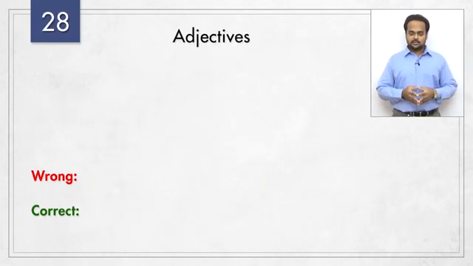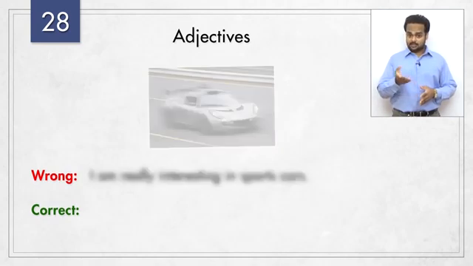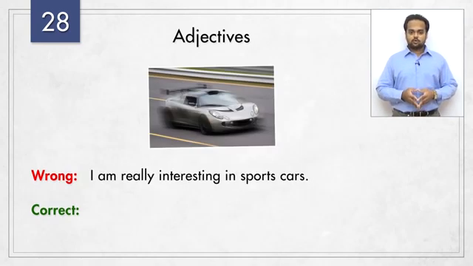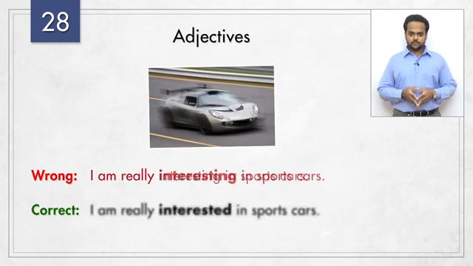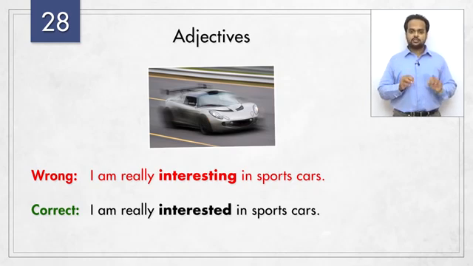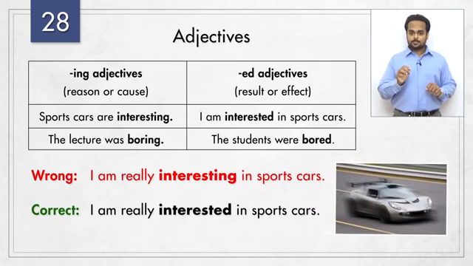Our next topic is errors in adjectives. Here's the common mistake. I am really interested in sports cars. You should say, I am really interested in sports cars. When you need to decide between the ed and ing forms of an adjective, remember this. The ing adjective shows the reason or cause. The ed adjective shows the result or the effect. So sports cars are interesting and I am interested in sports cars. In the same way, the lecture was boring, so the students were bored.